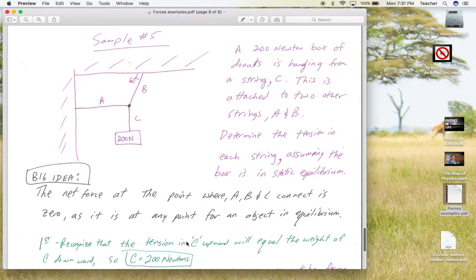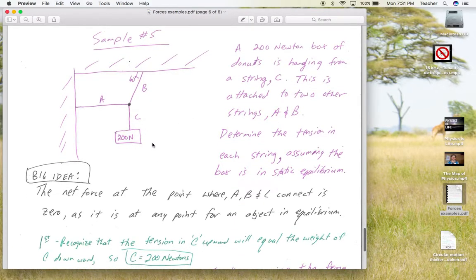Sample 5 is the final sample. So we've got a 200 newton box here hanging from two ropes. One rope, we're going to assume that is very ideal, is exactly horizontal. The other is at an angle 60 degrees from the horizontal. So this 200 newton weight is hanging from string C. I want to focus on this point right here to determine the tension in each string.